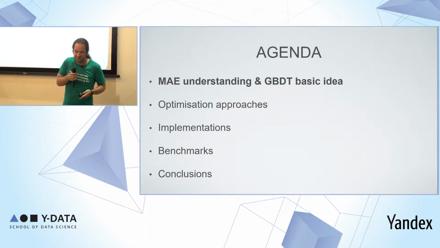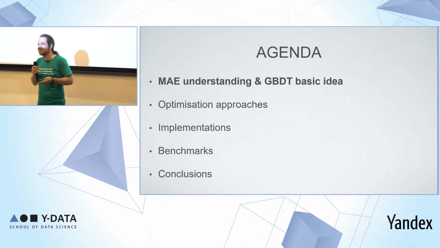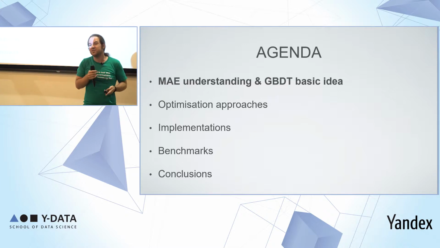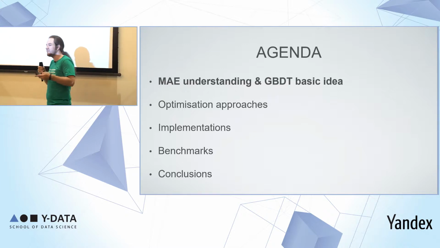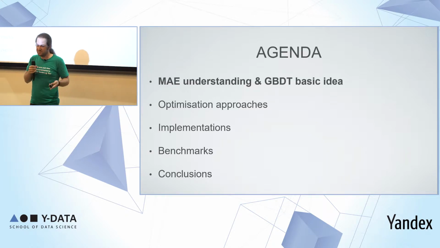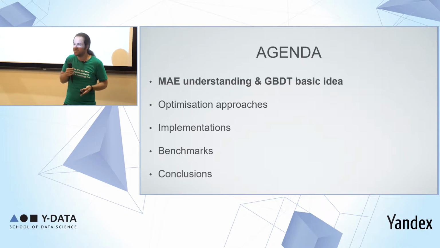Yeah, so I would talk about some optimization approaches which are relevant for mean absolute error, and specifically with gradient boosting decision trees, and about how they are implemented in some popular libraries, and to show you my benchmarks, which I did in one of the Kaggle competitions, where the goal metric is the mean absolute error.